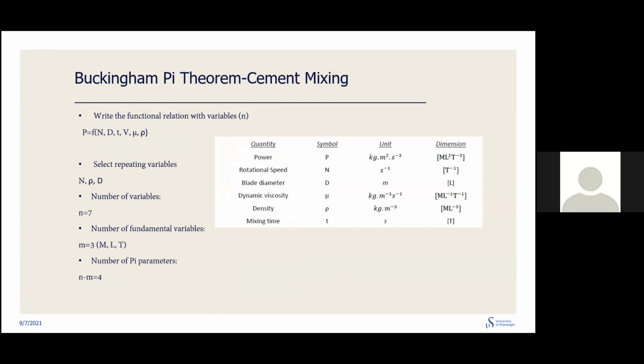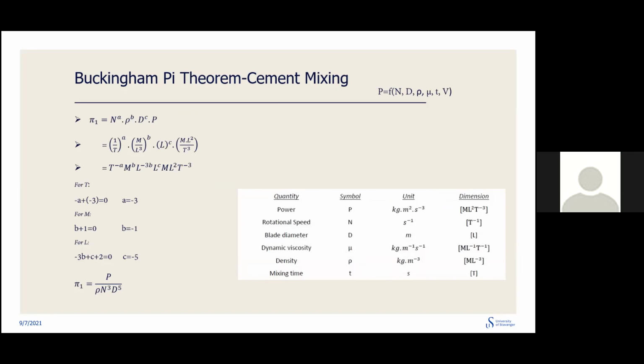So I wanted to measure the power consumed during the mixing. So what would that be dependent on? It would depend on the mixing speed, of course, the diameter of the plate or impeller, the mixing time, volume of the slurry, viscosity, and density of the slurry. So I chose N, rho, and D as my repeating variables. I have 7 variables, 3 fundamental variables, so I will have 4 pi groups, right?